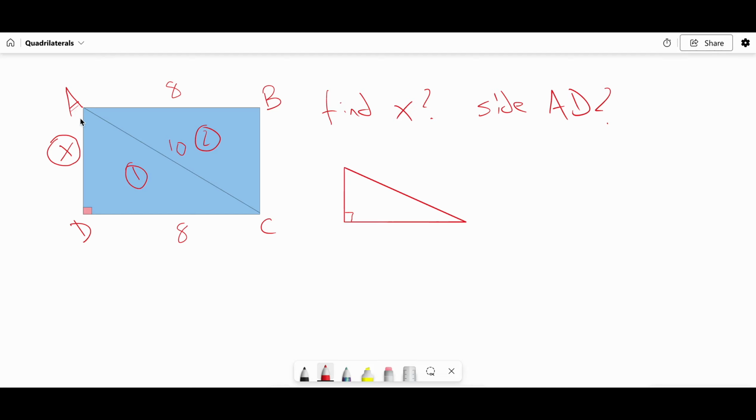And we have, this is A, D, and this is C. A diagonal in any quadrilateral creates two triangles. In the case of a rectangle, it creates two right triangles. A triangle with a 90-degree angle. And we have that this is 10, it's given, and this side is 8, and we need to find this side.